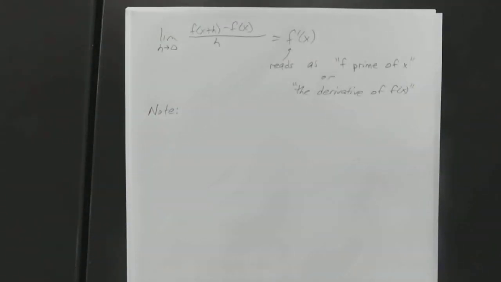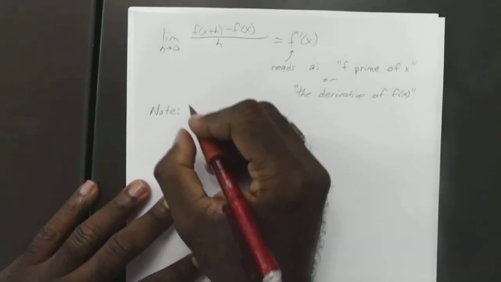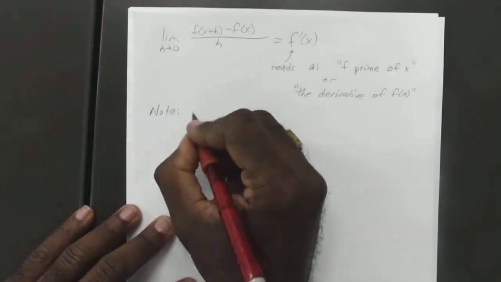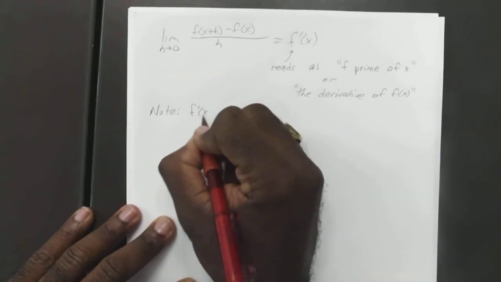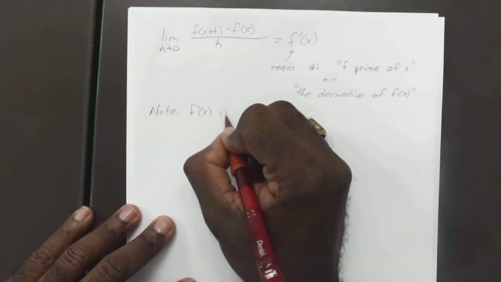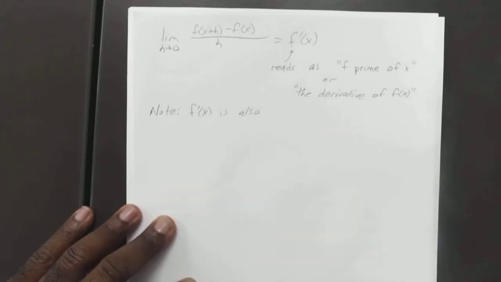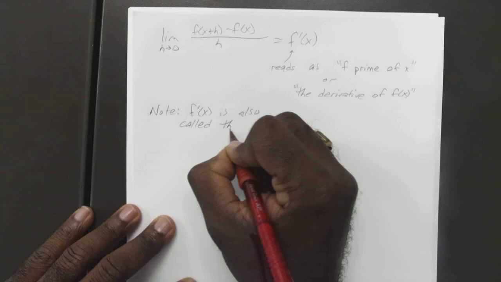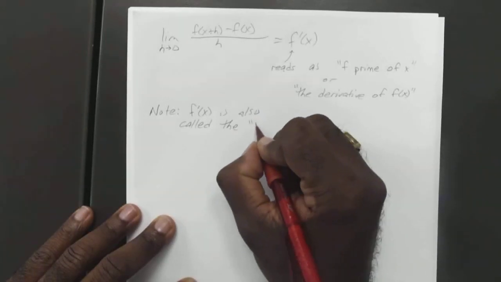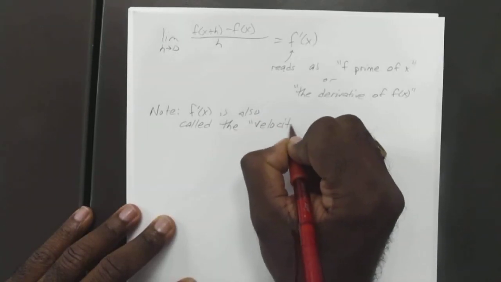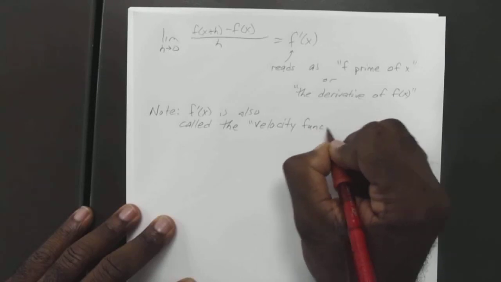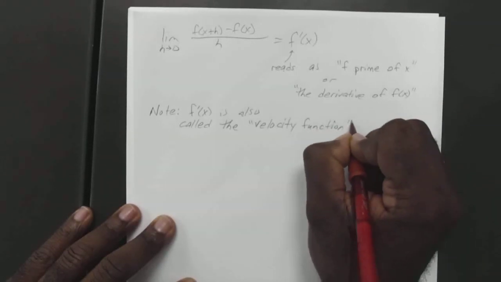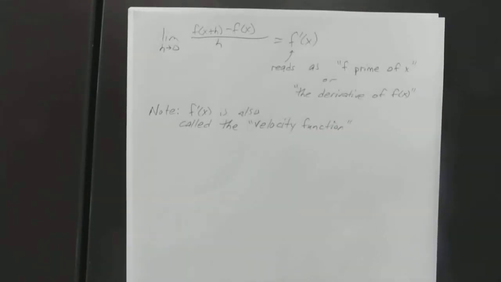Okay, so you know that we have the average rate of change as we get closer and closer together. That's why that average rate of change, f prime of x, is also called the velocity function, since it measures your rate of change at a certain point.